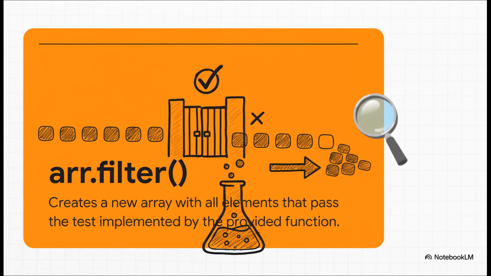Okay, next up, we've got filter. And it does exactly what it sounds like. It's kind of like a bouncer for your array. You give it a rule, a test, and filter goes through every item, creating a new array with only the elements that get past the velvet rope.